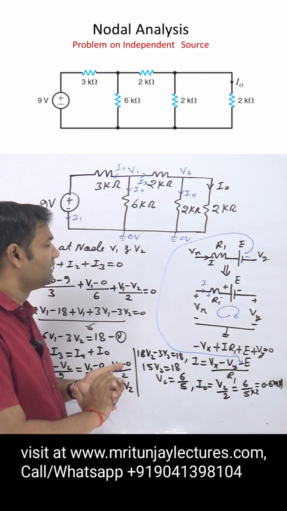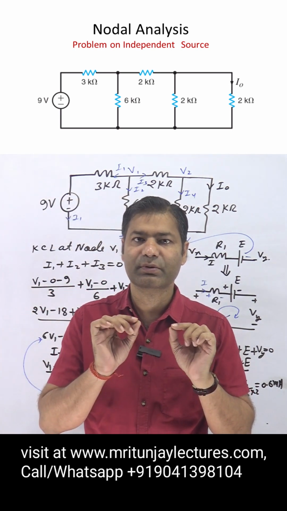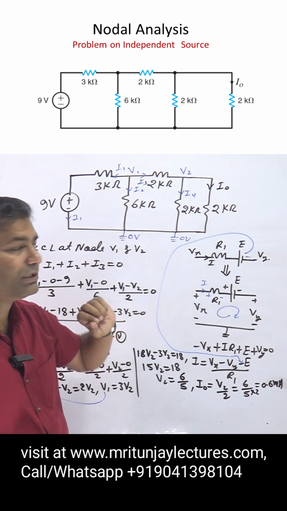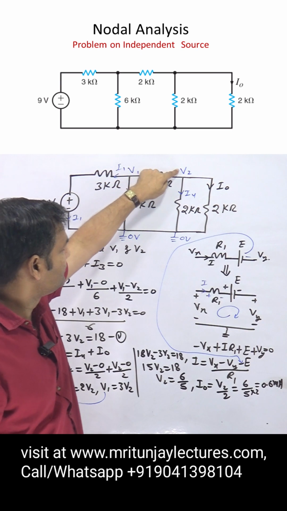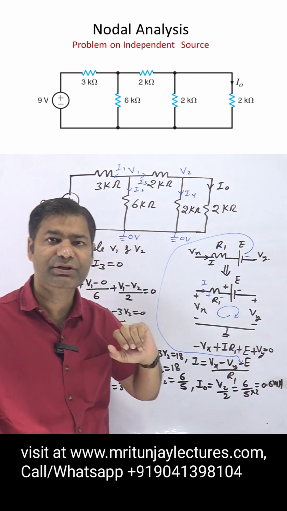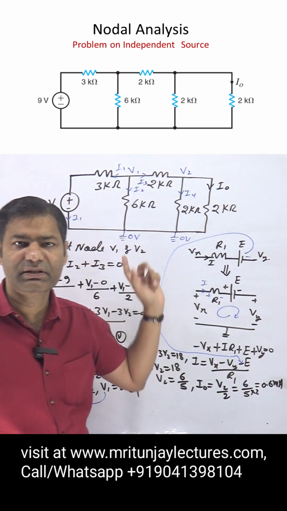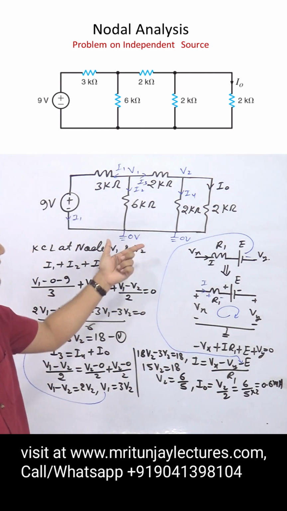So how do we do it? According to nodal analysis, first of all, mark the nodes. This node, this node, this node, this node. That is the node voltage. We have taken V1 here, V2 here, V3 here, V4. But V3 and V4 are at the same potential. Why? Because there is no voltage drop between these two. No element is connected between these two nodes. That's why they have the same potential.